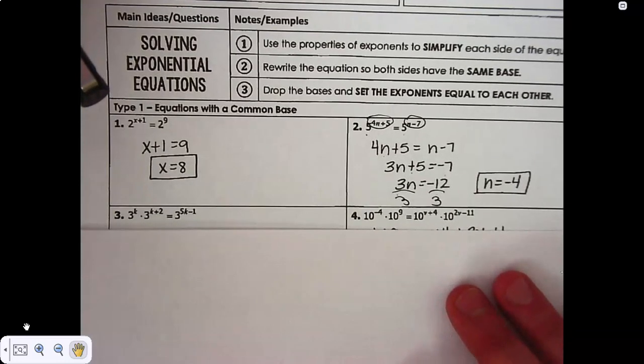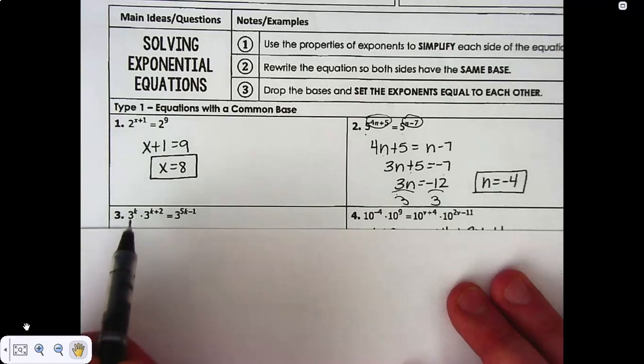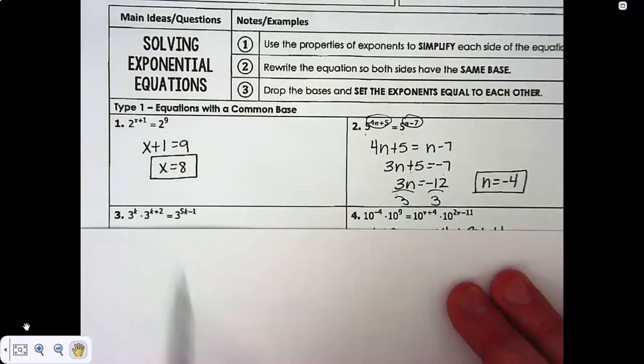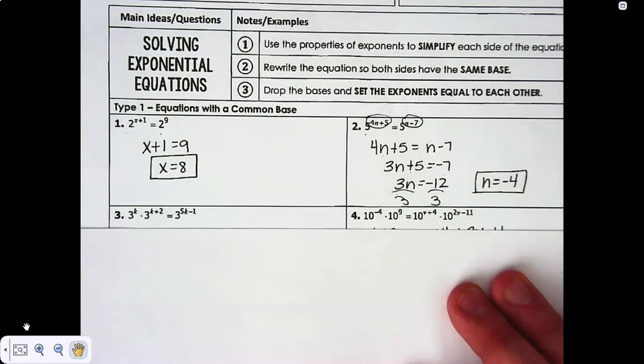Now, for number 3 and 4, we have the same bases again, and it's going to be the exact same idea. What makes number 3 different is now we have 2 terms on the left side equals 1 term on the right side. Up above, we only had 1 term on the left and 1 term on the right of the equal sign. So here's where we have to use our first exponent property.